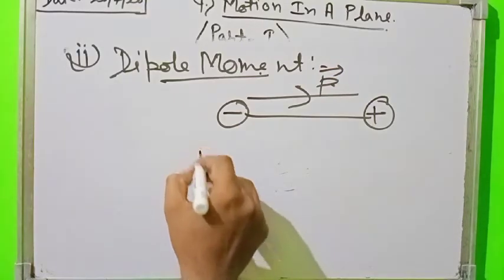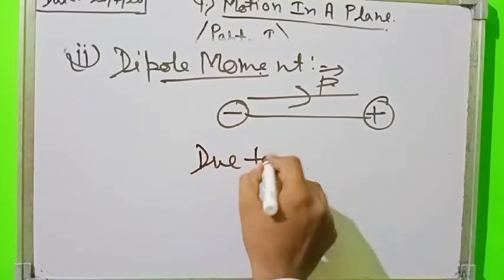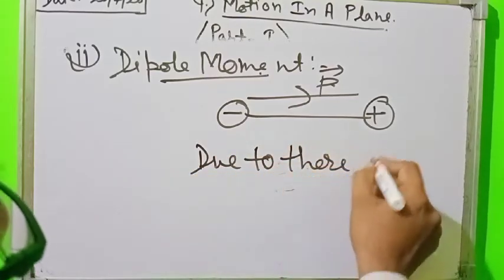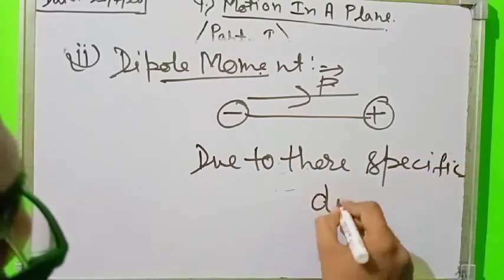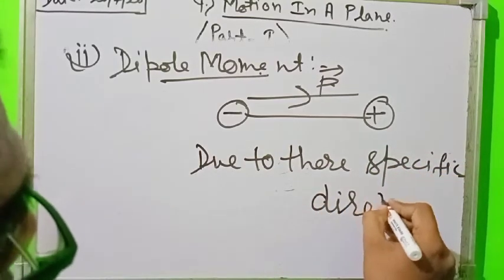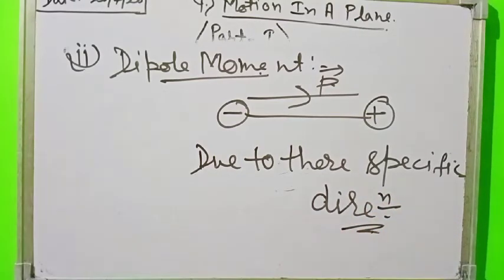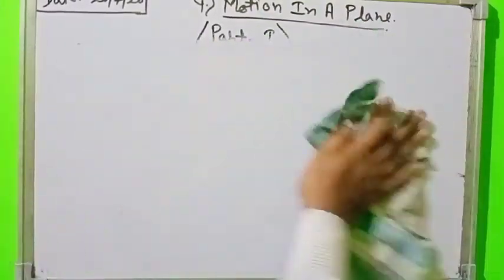due to their specific direction, so they are considered as vectors. Now vectors are divided into two categories on the basis of initial and final point or on the basis of their rotation.